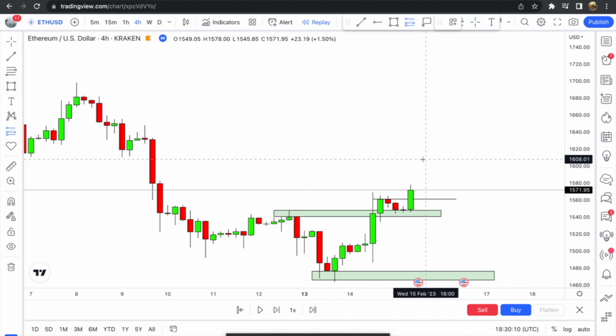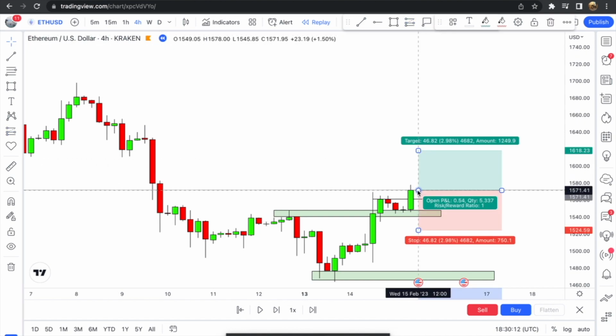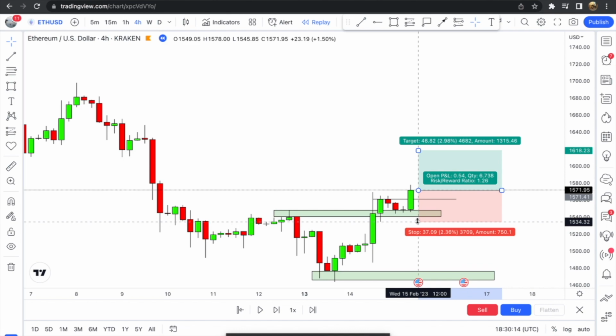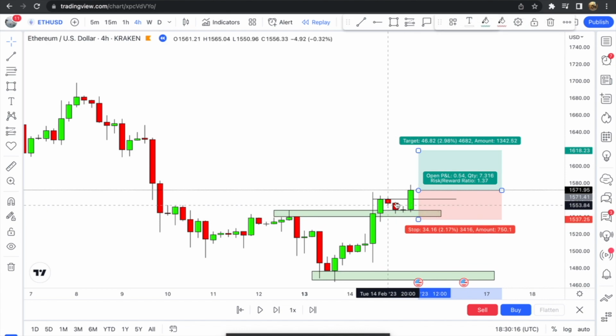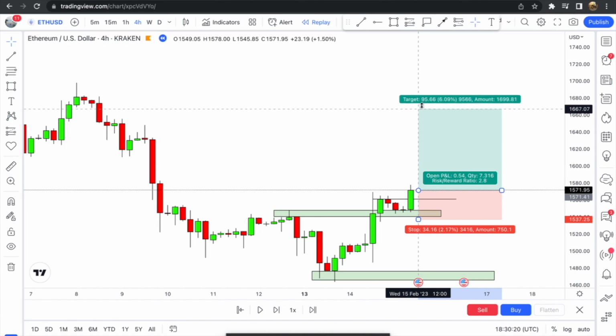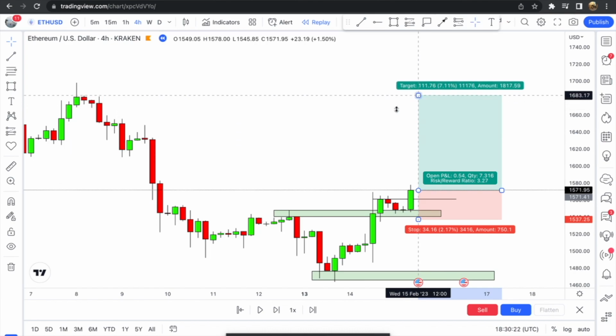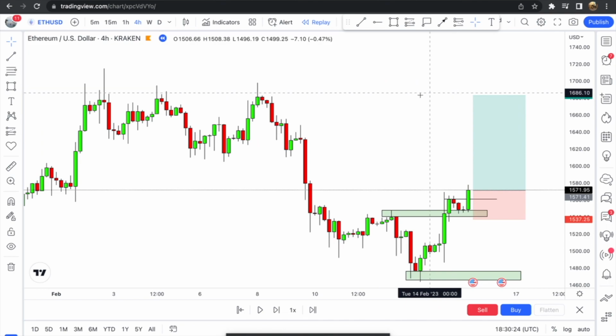So what you could do if you wanted to trade this, for example, is you could jump in there with your stop loss safely below structure, and if you want to be targeting these highs up here, for example, this is what you could do.